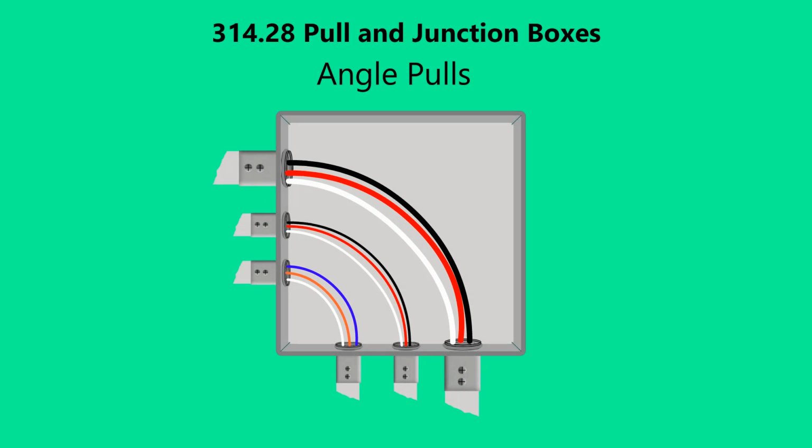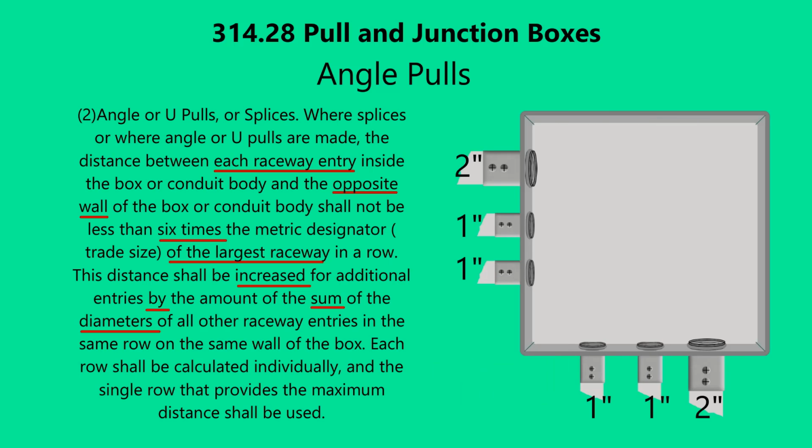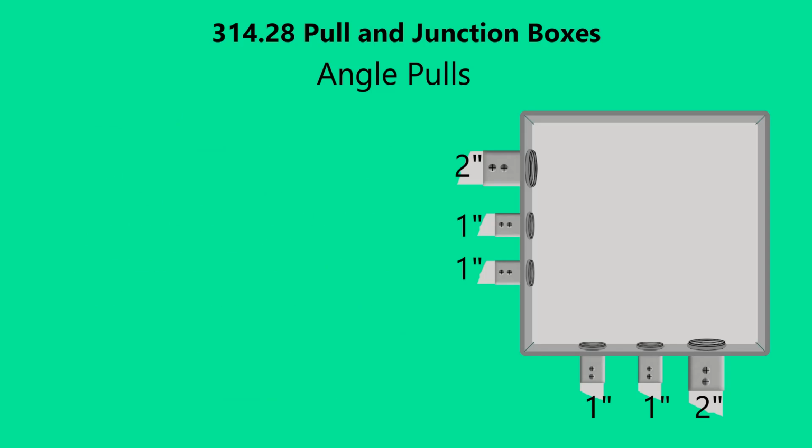The size of pull and junction boxes for angle pulls are not determined by the size of the conductors in the box, but rather are determined by the sizes of the raceways entering the box. The basics of determining the box size are stated in Article 314.28(A)(2). The box size is identified as the opposite wall and determined by raceway sizes. This section also identifies the distance between raceways within the box.